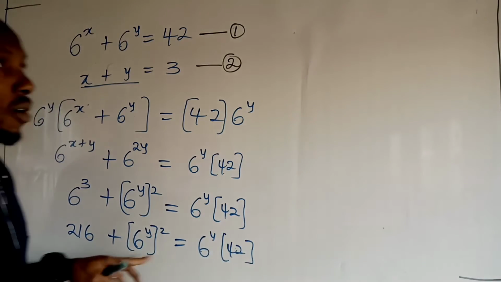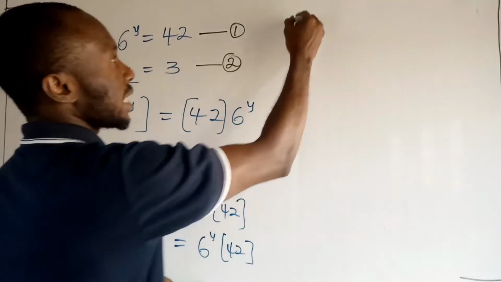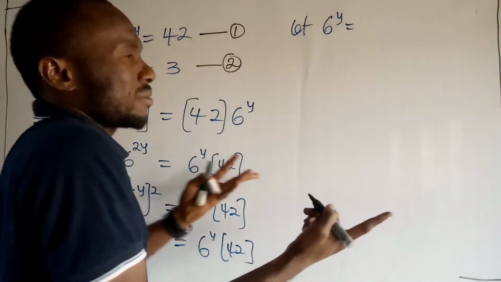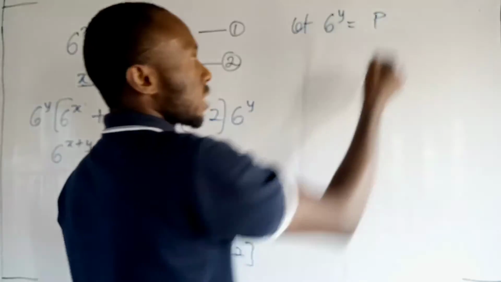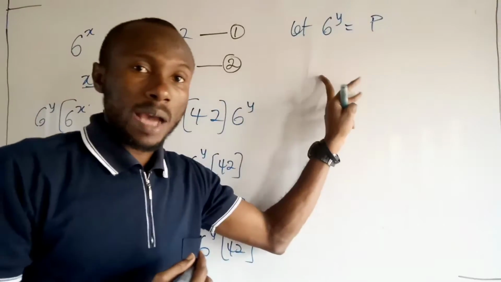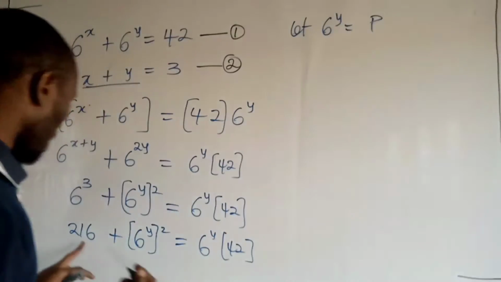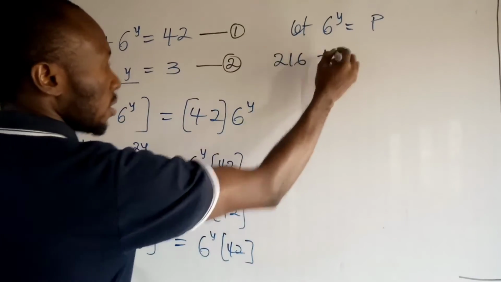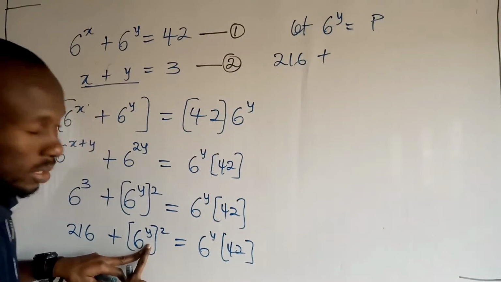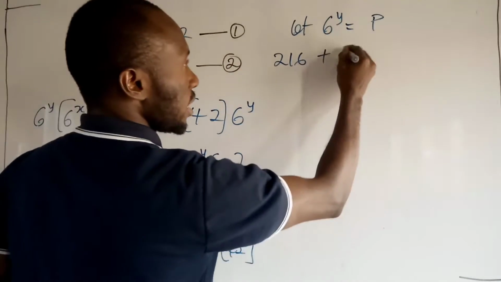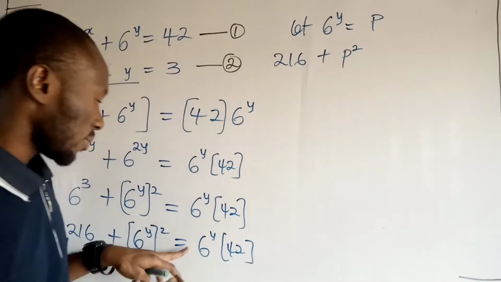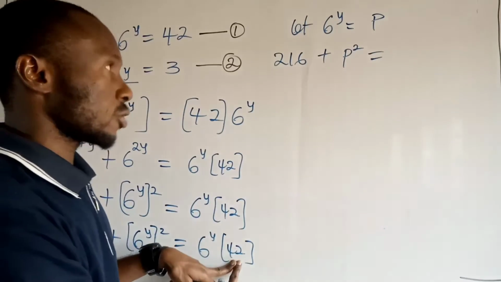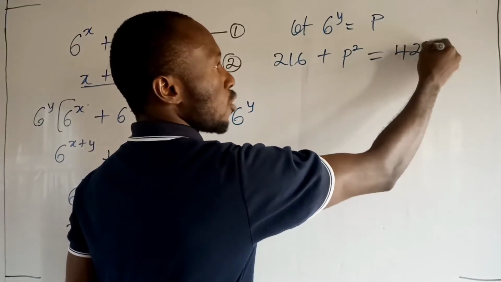So at this point now, I will bring in a substitution. I will say let 6 to the power y be p. Wherever I see 6 to the power y, I'll replace it with p. So here, I'll have 216, then plus, of course, 6 to the power y is now p, but the square will make it p squared, right? Then equal to, of course, p times 42, which is going to give me 42p.